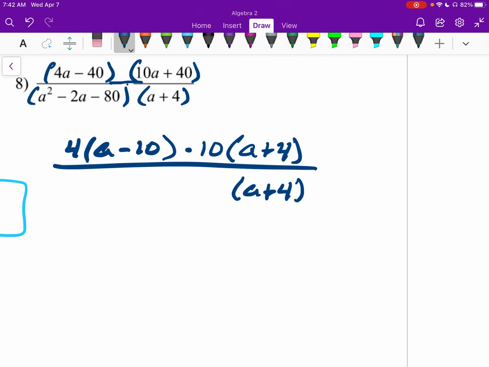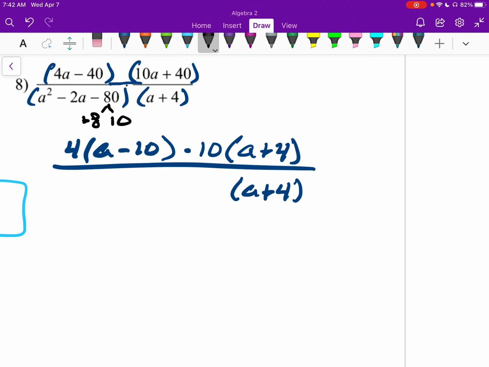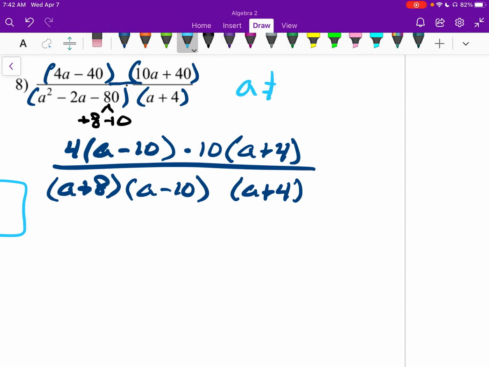Now for that other one, the trinomial. -80, multiplying to -80 and adding to -2. How about 8 and 10? That could give me a 2, a +8 and a -10. Yep. So this would be a plus 8, a minus 10. So excluded values, a cannot equal, what can it not equal? -8, 10, and -4.